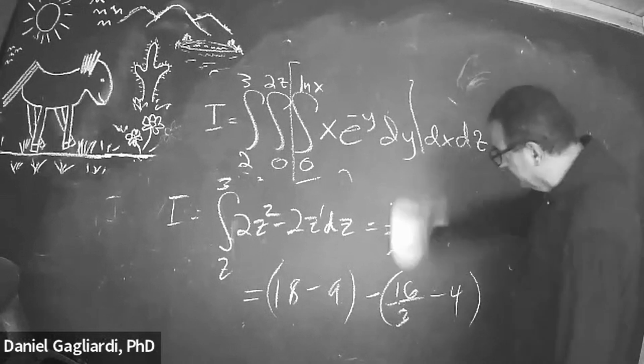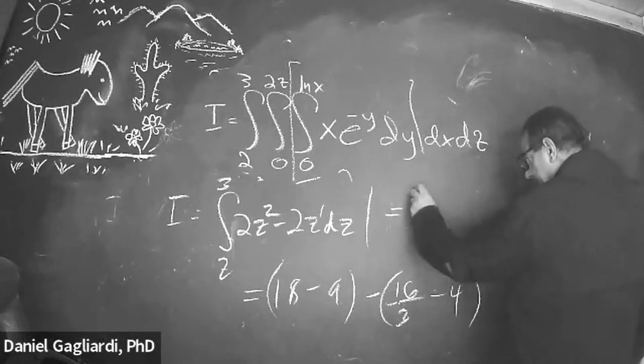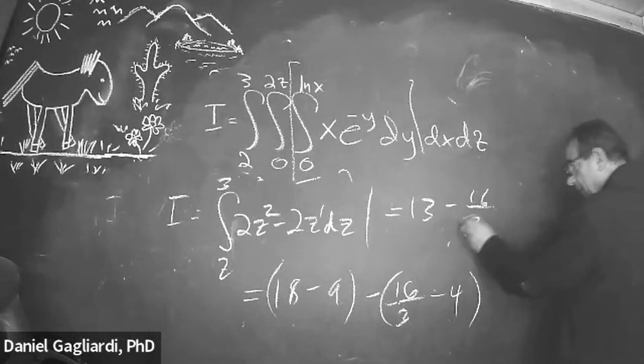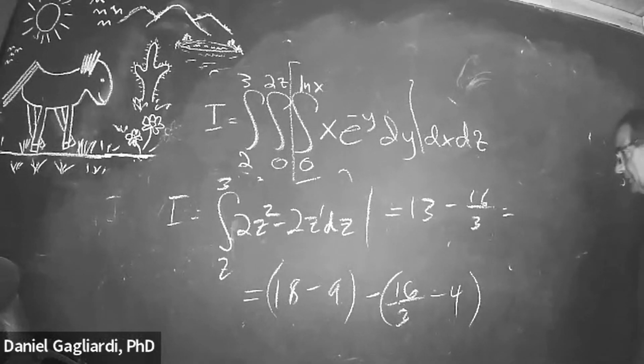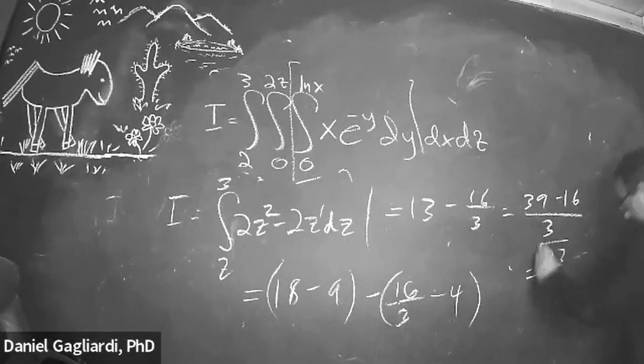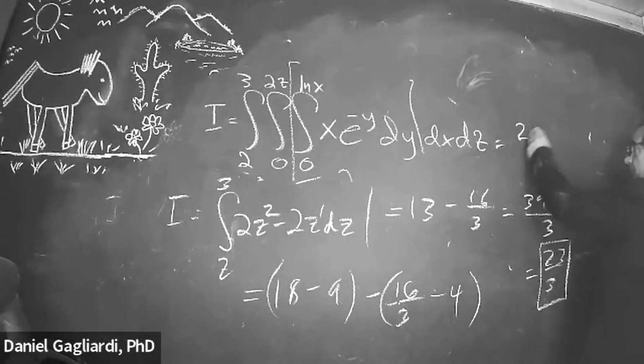So this is all equal to 13 minus 16 over 3. Well, 13 is 39 thirds, so we have 39 thirds minus 16 thirds, and that's going to be 23 thirds. And that is the value of the integral. 23 over 3. Good. I'll write it up here. 23 over 3.